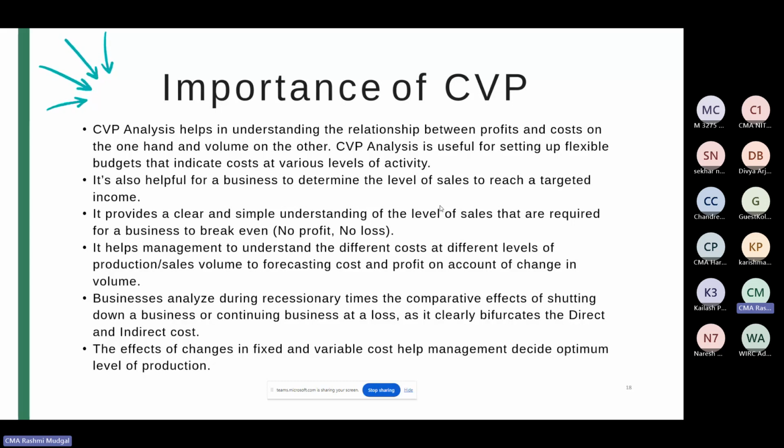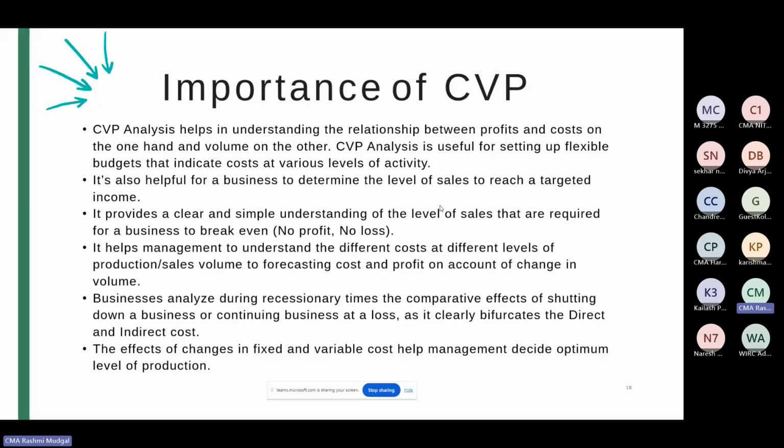CVP analysis helps in understanding the relationship between the profit, cost and volume. It is useful for setting up the flexible budget. If this happens, what will we do? If this happens, what will we do? This can be done only by the CVP.